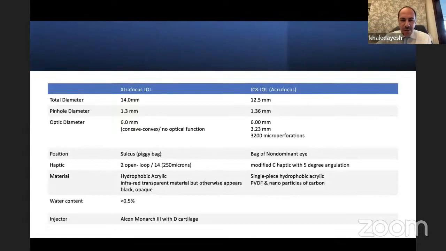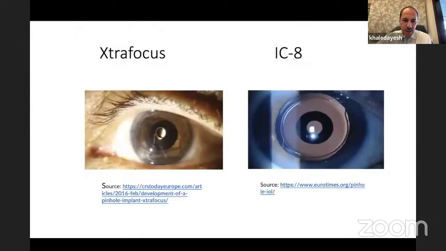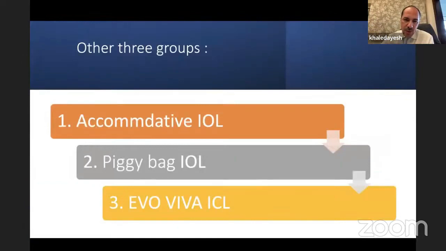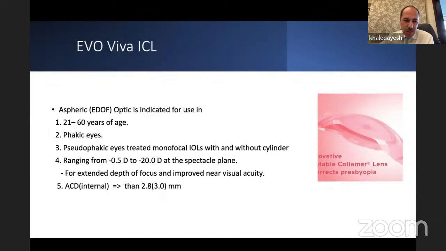So this table summarizes the differences between the Xtrafocus IOL and the IC8 IOL. So these are the two types of true EDOF lenses, and we will come to this. If we classify the premium EDOF lenses, we have multifocal EDOF, we have monofocal EDOF, which is the aspheric, and we have the pinhole lenses, which are the true EDOF lenses. And there are also other groups of premium IOLs, like the accommodative and the piggyback and the Evo Viva ICL. This is the only one I want to talk about here, because it's a promising lens. I think it will be in the future.